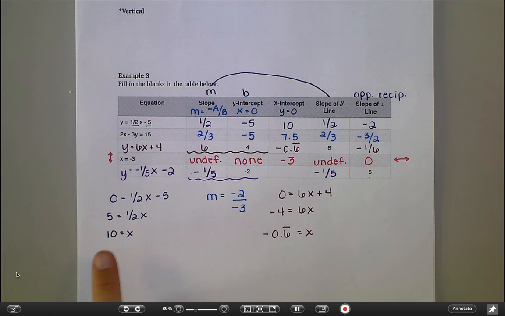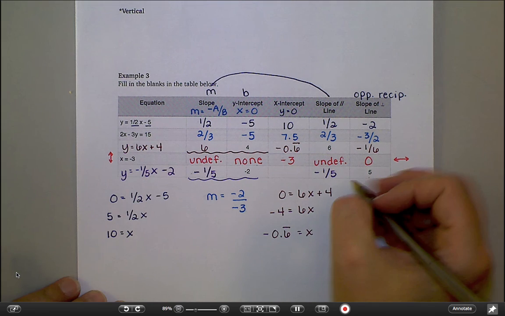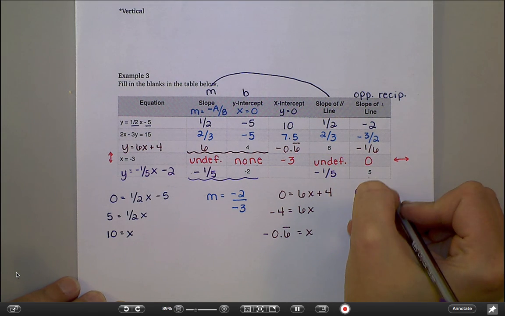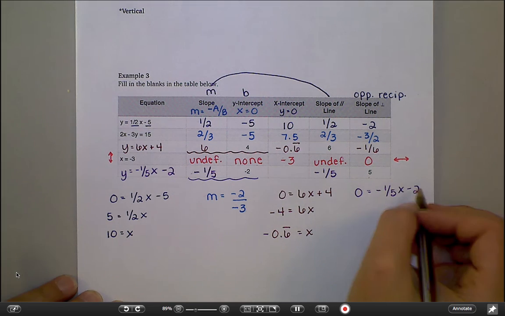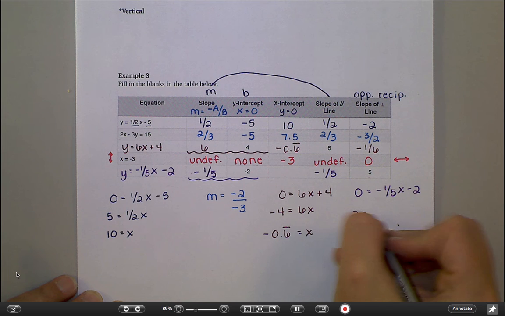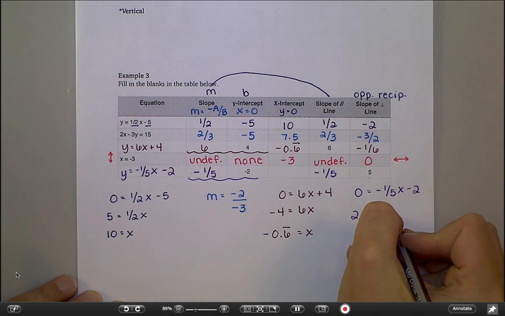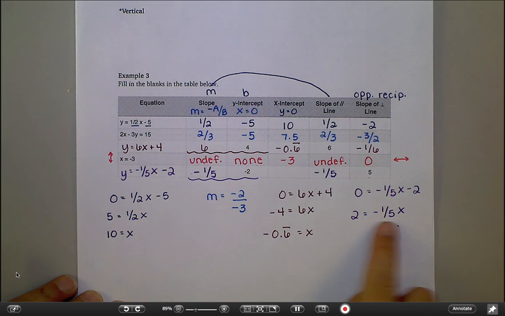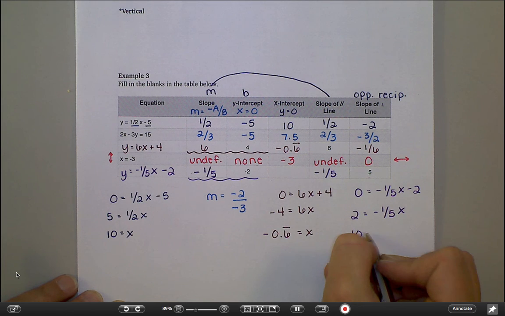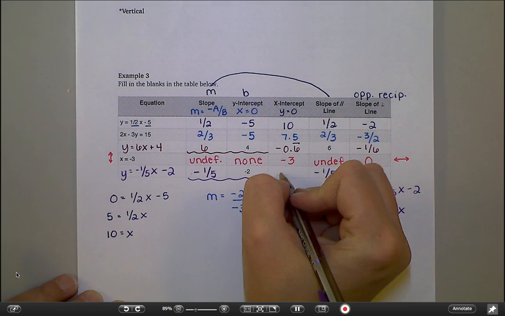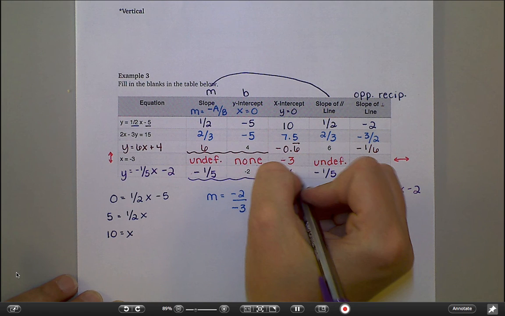And then to find my x-intercept, just like I did here and here, I'm going to plug a 0 in for y and solve. So I would add the 2 to the other side. From here, I would probably multiply by negative 5 on both sides to cancel this out. You might divide by negative 1/5. That's fine with me. But we get negative 10 for x, and so my x-intercept is at negative 10.